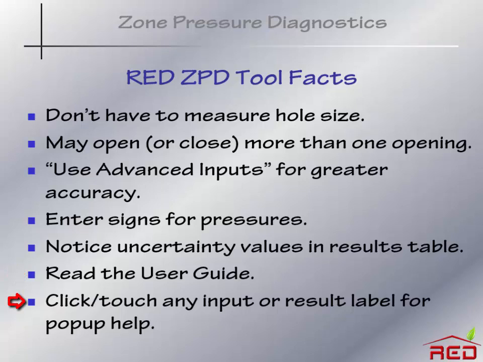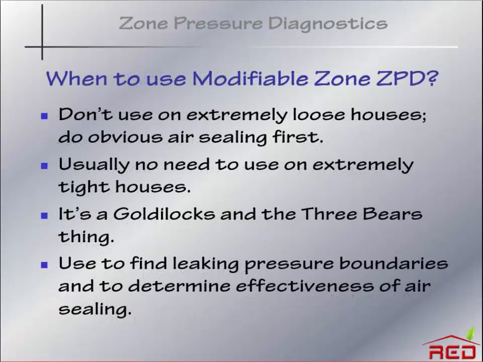And finally, as I pointed out a couple of times, click or touch any input or result label to take a look at pop-up help. This will give you an idea of what that input or result is about. It will define it. And if it's an input, it will give you the ranges that your entries should be for that input. The more you use modifiable zone analysis, the better you will become at knowing when and when not to use it.